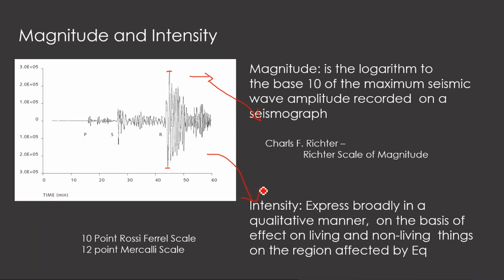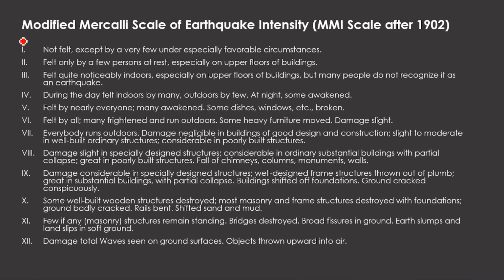So intensity is represented on this scale of 1 to 12. Intensity 1 means it is not felt except by very few under especially favorable circumstances. Intensity 12 means total damage to the area, and we are able to see waves moving on the surface. So that is intensity 12.